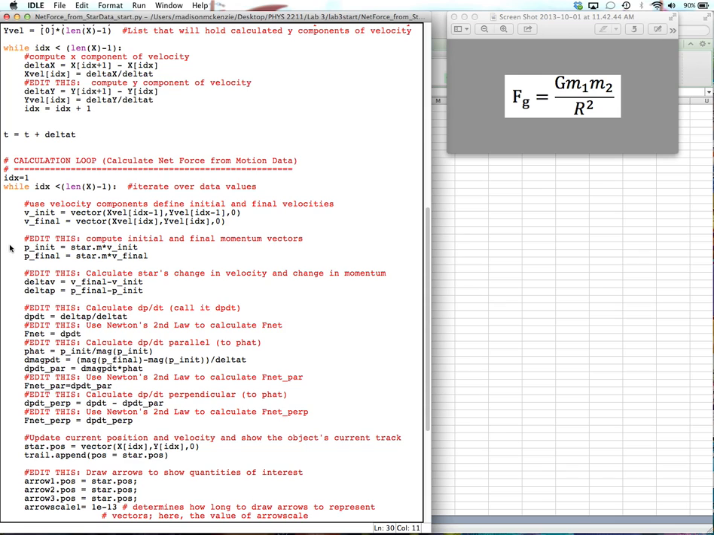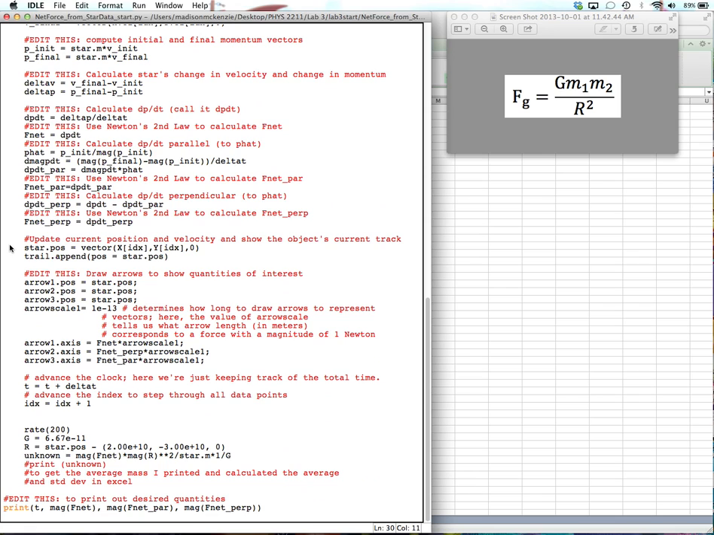Because we do not have a relevant radius to use, dp dt perpendicular must be found using already calculated information instead of the mv squared over r equation. The parallel component is subtracted from the total force, yielding the perpendicular component. The arrow scale was changed to better suit this ellipse.